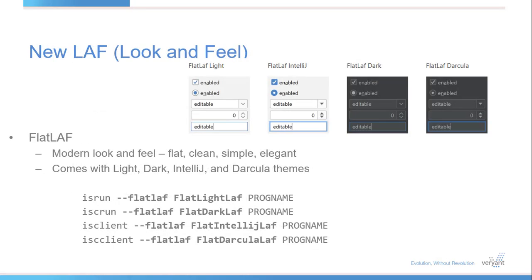Let's start with the new look and feel. Adding a look and feel to your configuration is the quickest way to change the overall look of your application. And the Flat LAF not only gives you a modern, clean look, it lets you offer your customers light and dark modes, both in console and thin client run applications. The theme options are light and dark, IntelliJ LAF, which is an alternate light mode, and Darkula LAF, which is an alternate dark mode.